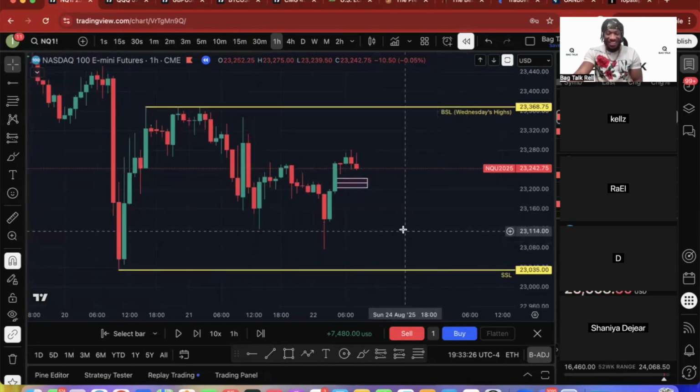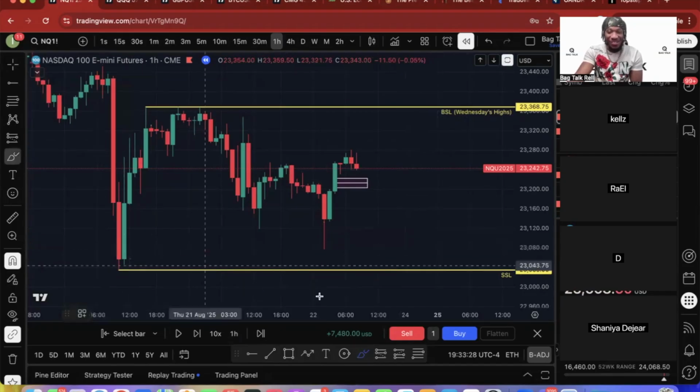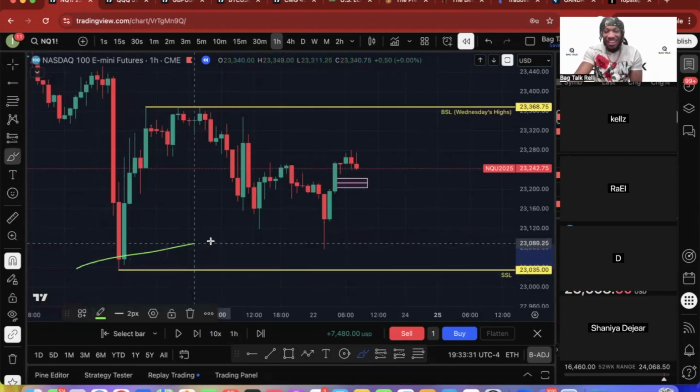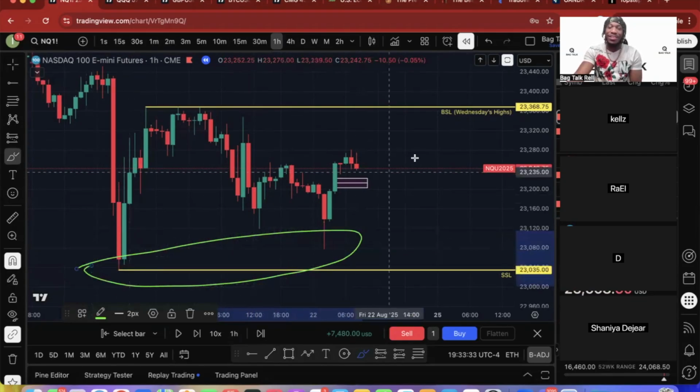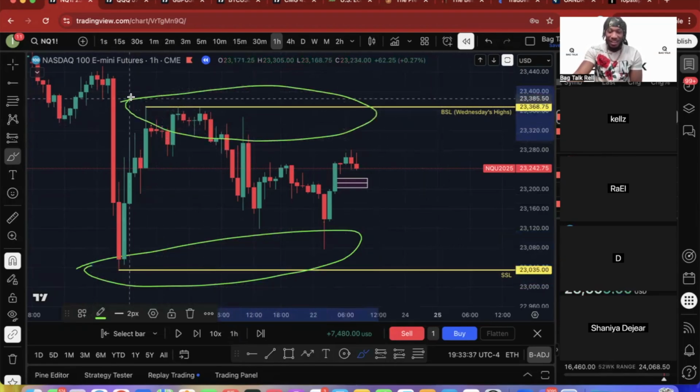So on the real, we engineered liquidity right here, good people. This is an engineering of liquidity, and we also engineered liquidity right here. Understand?